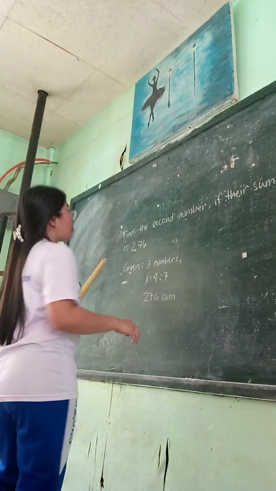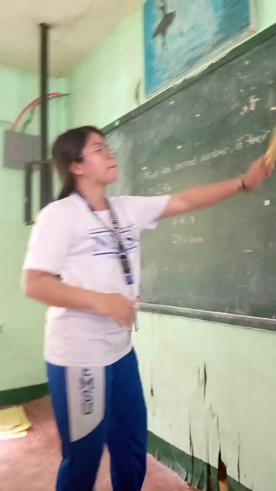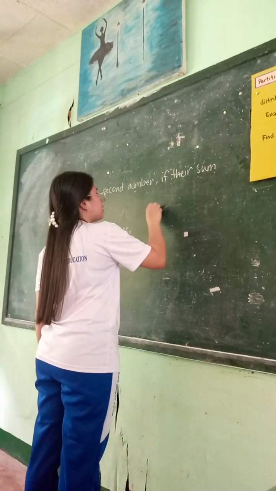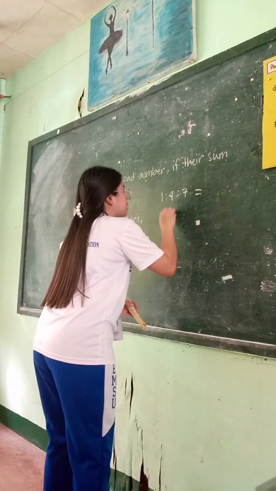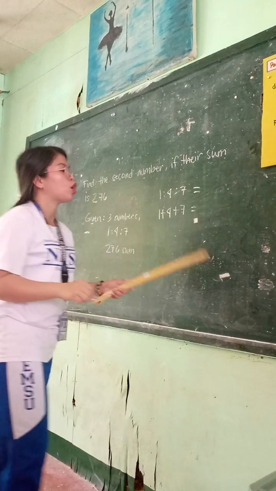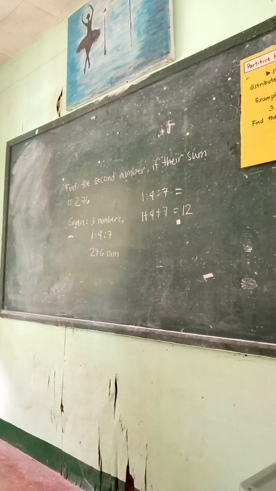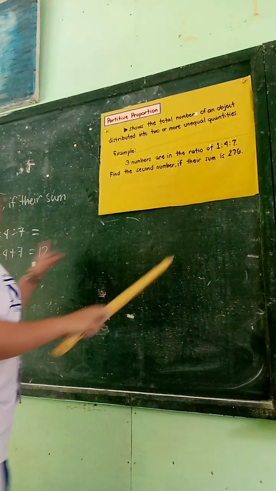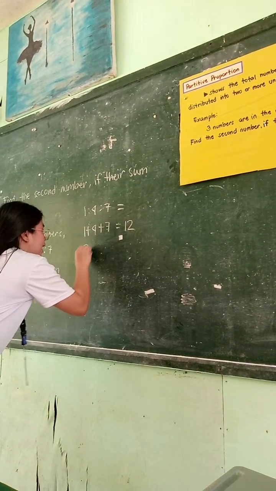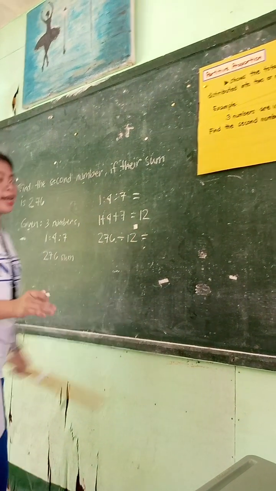So, at the given ratio 1 is to 4 is to 7, first we divide natin ang sum sa total numbers sa ratio. 276 divide 12. The answer is 23.